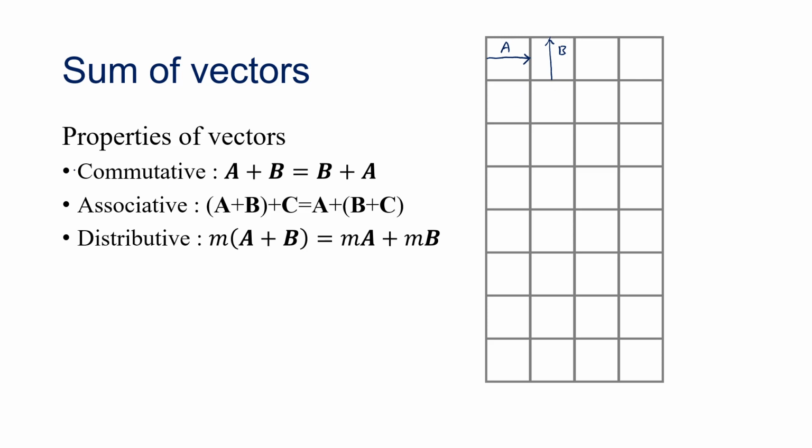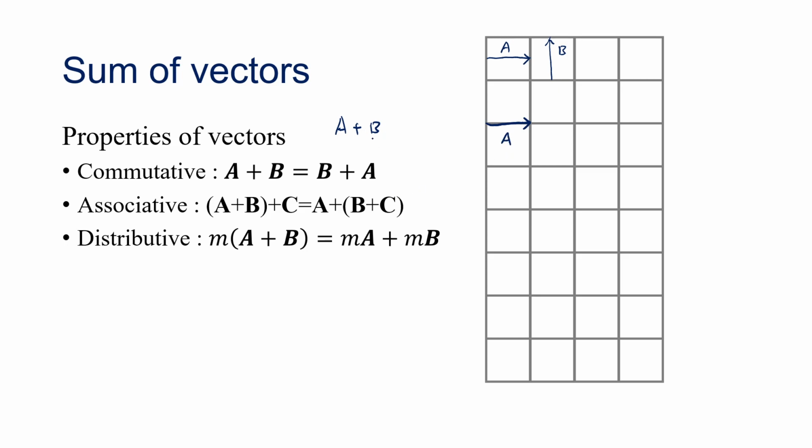The first property is called commutative. It shows that A plus B equals B plus A. Now, the first thing we have to know is how we graphically sum out vectors. So let's say we want A plus B, to sum out these two vectors. First, we draw A. Now, this is the vector A, right?